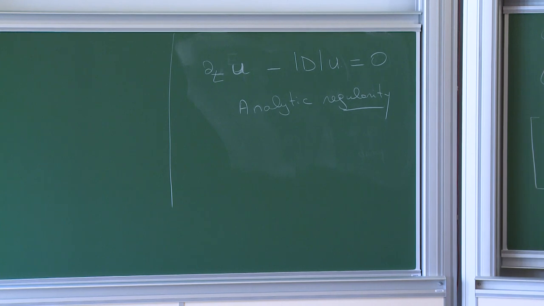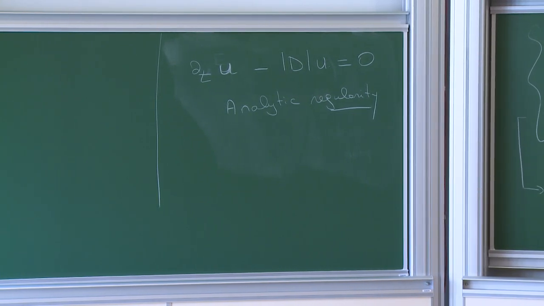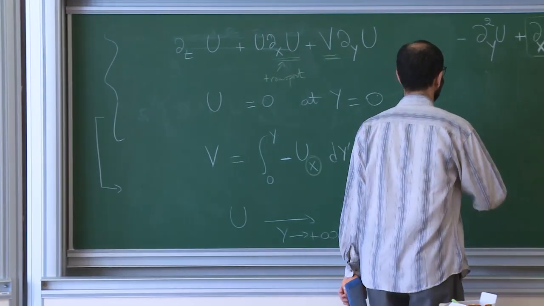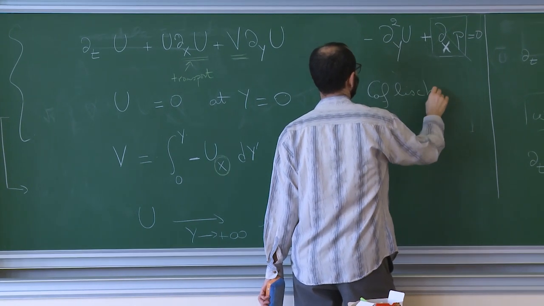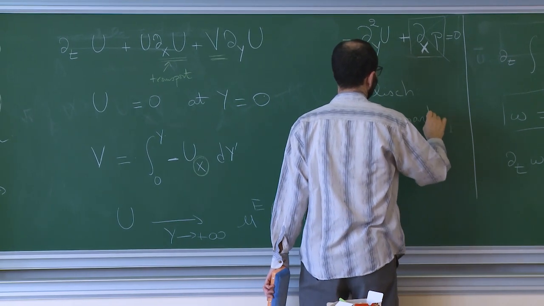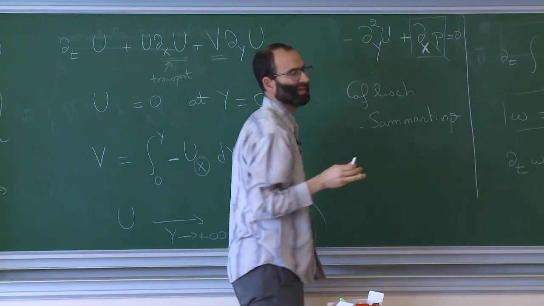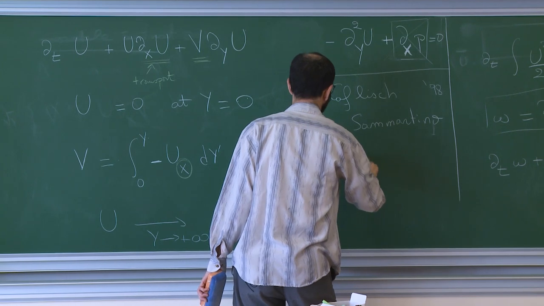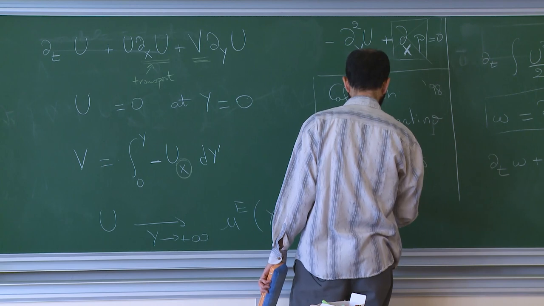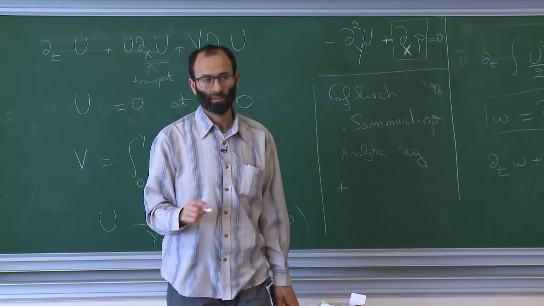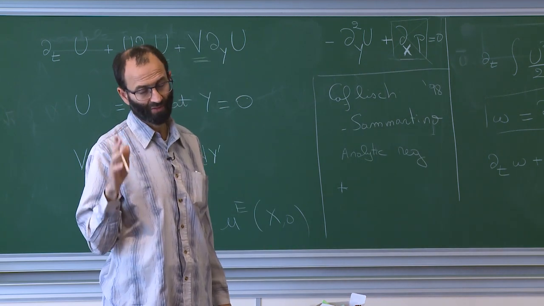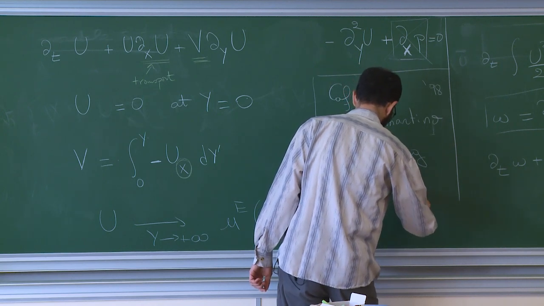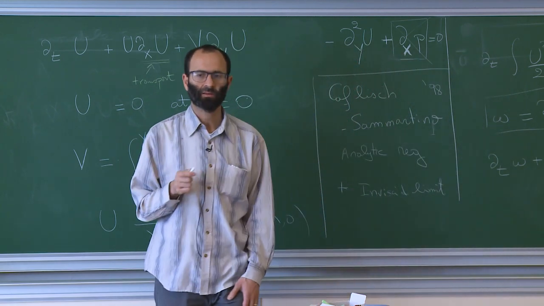And yeah, so then it's true, like a Prandtl, we can solve it in analytic regularity. And there are many papers dealing with that. One of the main works on this is a work by Caflisch and Sammartino, around 98, who studied the problem in analytic regularity. They also do the inviscid limit in analytic regularity, and they even justify the boundary layer. So it's quite an important work, plus inviscid limit in analytic regularity.